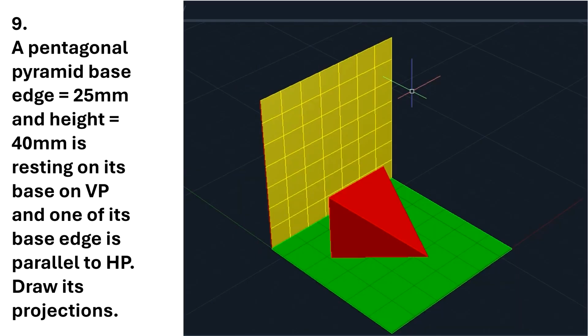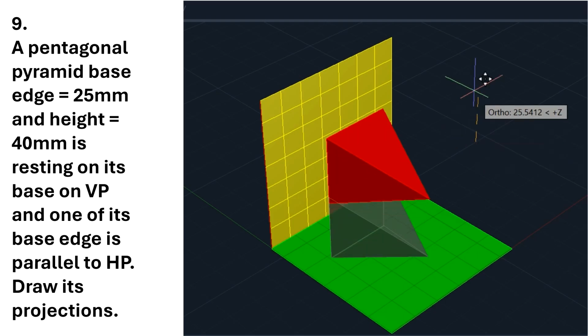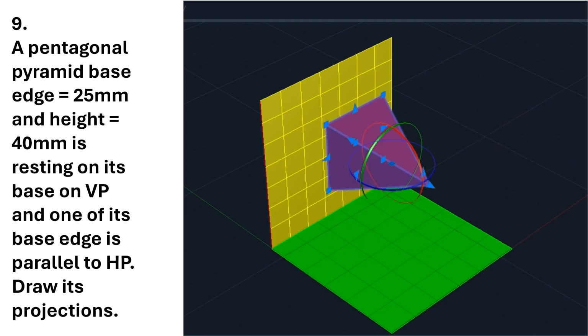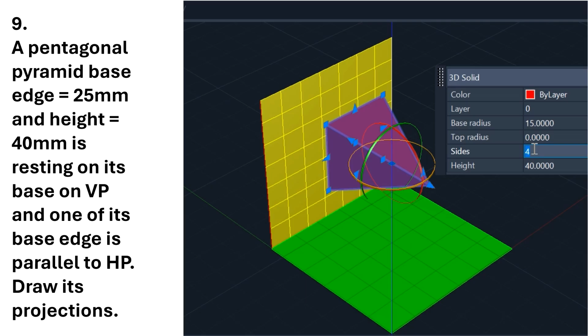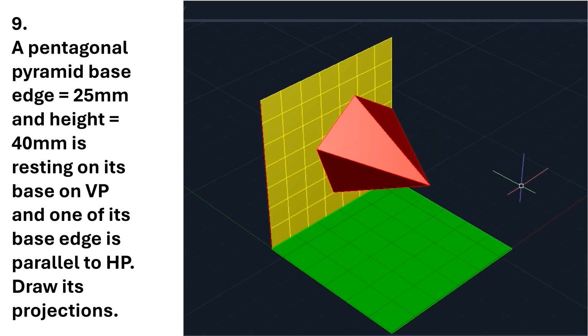Ninth question, a pentagonal pyramid, base edge 25 mm, height 40 mm, is resting on its base on VP and one of its base edges is parallel to HP. Draw its projections. So here is the pentagonal pyramid. Once you have drawn a square pyramid, it is very easy to draw the pentagonal pyramid. First you click on this, it will ask for the number of sides, you enter 5, and then it becomes a pentagonal pyramid.